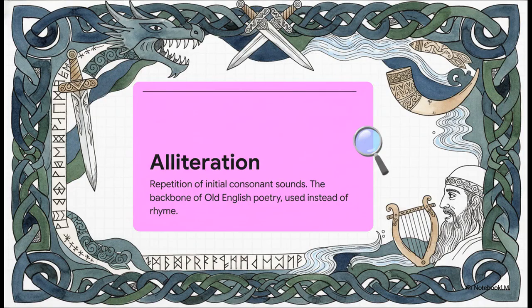So what did this poetry actually sound like? Well, forget about AABB rhyme schemes. The Anglo-Saxons were all about alliteration. You know, the repetition of consonant sounds at the start of words like fierce foe or grim and greedy. This was their secret sauce, the absolute backbone of their poetry.